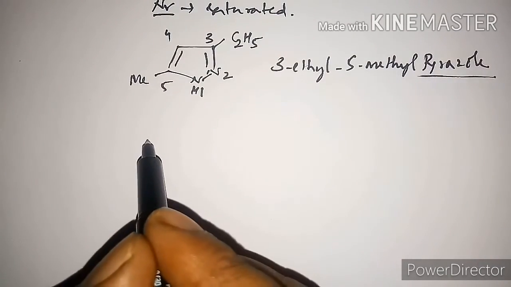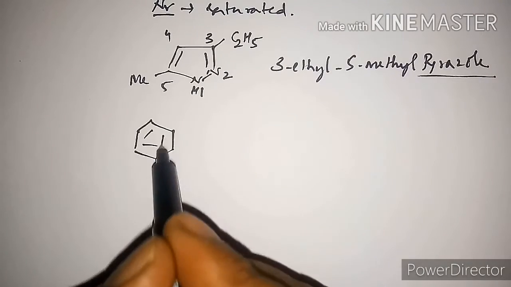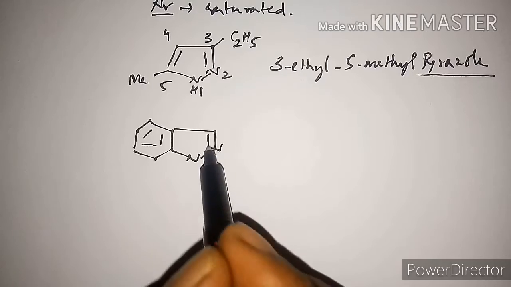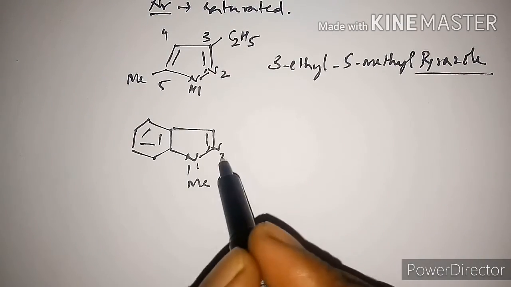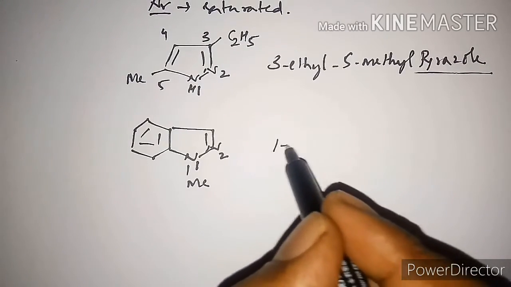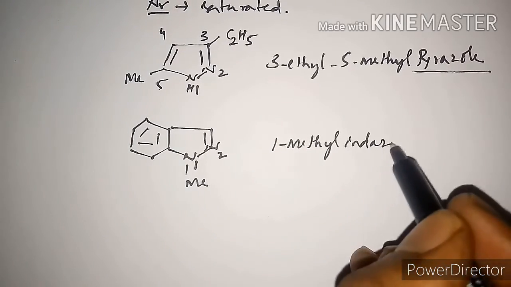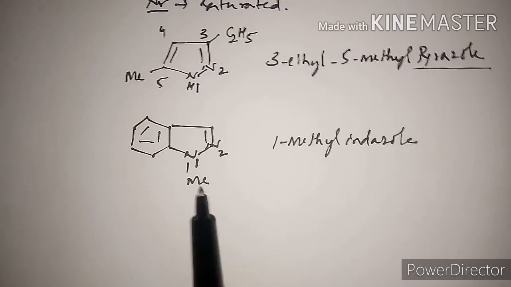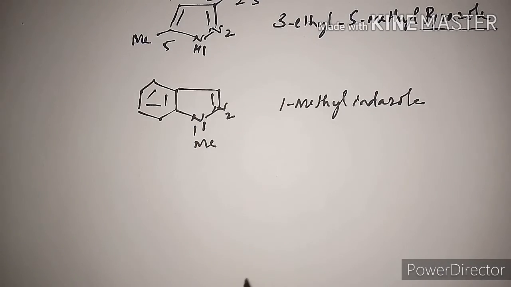So another example. Now it is 1, 2. Now it can be named as 1-methyl indazole. This is saturated, this is unsaturated. This system we call as indazole.